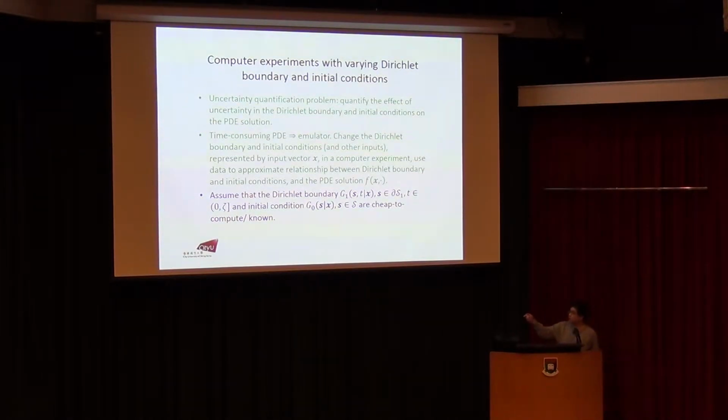And we assume there is a differential boundary condition G1, okay. It's a function of spatial coordinate s and time t, parameterized by x, and it applies to the differential boundary ∂S1. And there's an initial condition G0, okay, a function of spatial coordinate s and parameterized by x, okay. So this G1 and G0, we assume they are cheap to compute, or they are known, okay. So we can readily use them to improve the construction of the surrogate or emulator. So this G1, G0, they are not some output from some other time-consuming simulator, okay.